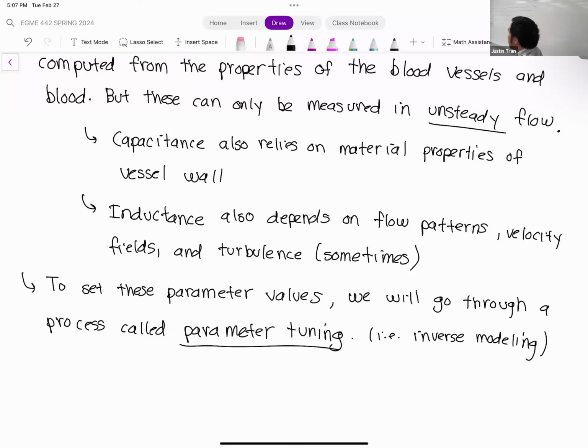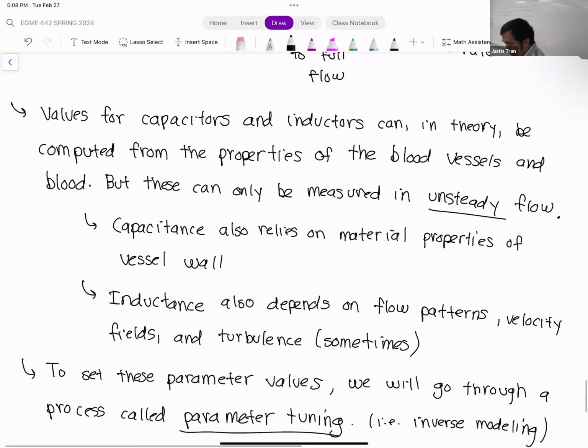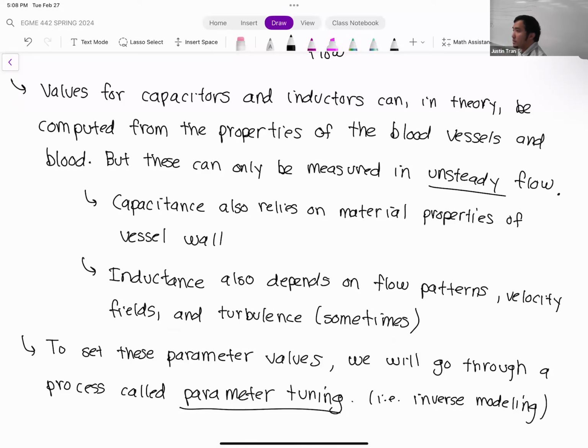So the issue of determining these parameters is a big deal, and in fact a big portion of my doctoral thesis work went into parameter tuning. It's still an issue. Any questions on this so far?